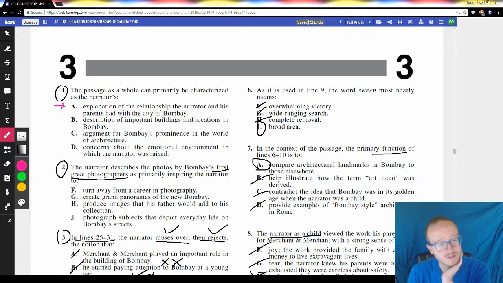Description of important buildings and locations in Bombay. So there's a lot of this in the first paragraph, but when they talk about the passage as a whole, you need to kind of think about it in terms of real estate. How much of the passage is this taking up? Not so much. Just really in the first little paragraph, and then they kind of leave it. Argument for Bombay's prominence in the world of architecture, and kind of make the same argument for C as I did for B. And then D, concerns about the emotional environment in which the narrators raise.